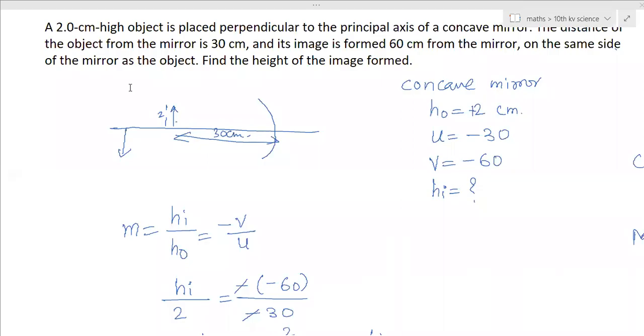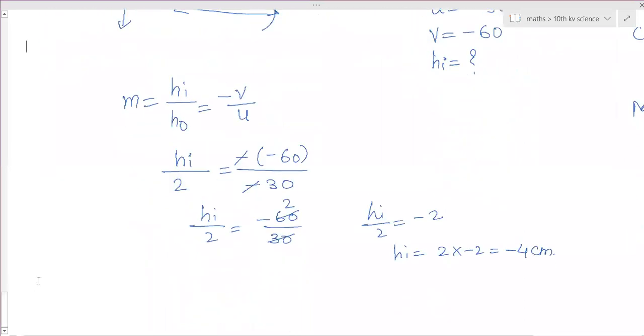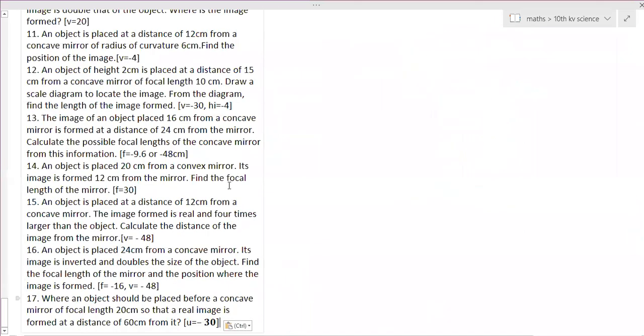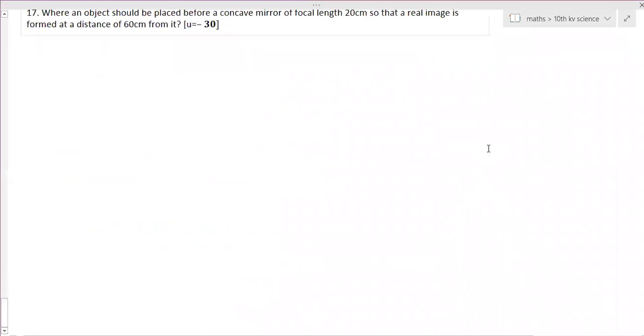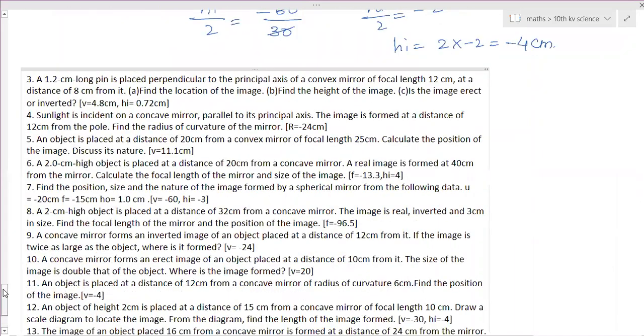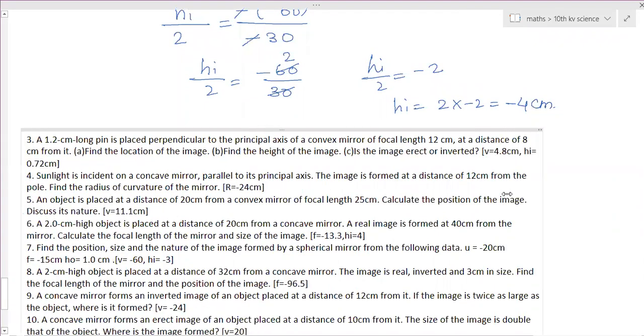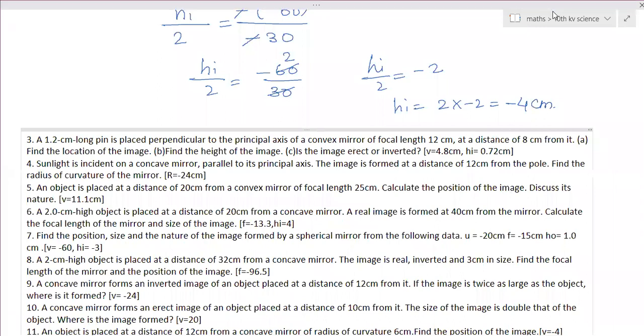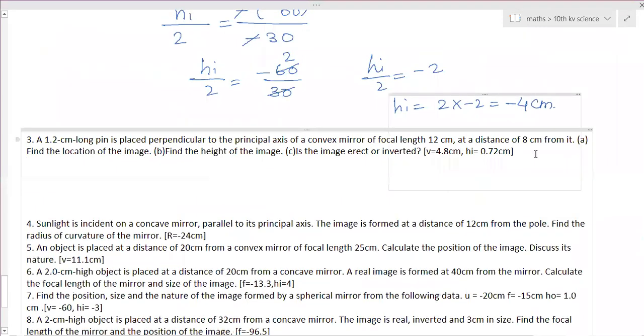In science, we have already started numericals. Two questions we have done. Now the next questions. One by one we will solve all the questions.